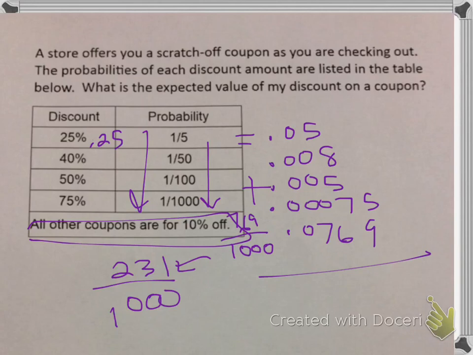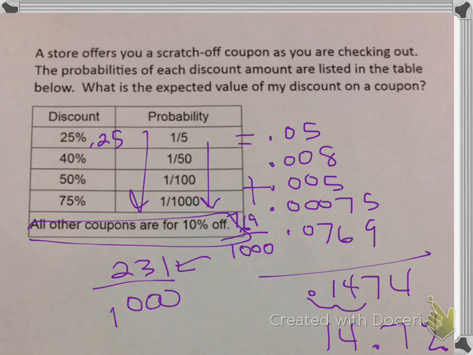Then I'm going to add those straight down together to get my actual average percent off. So 0.05 plus 0.008 plus 0.005 plus 0.00075 plus 0.0769. And when I added those straight down, I got 0.1474. If I change this back to a percent, I'm going to move that decimal point 2 places. So every person gets an average of 14.7% off on their coupon.